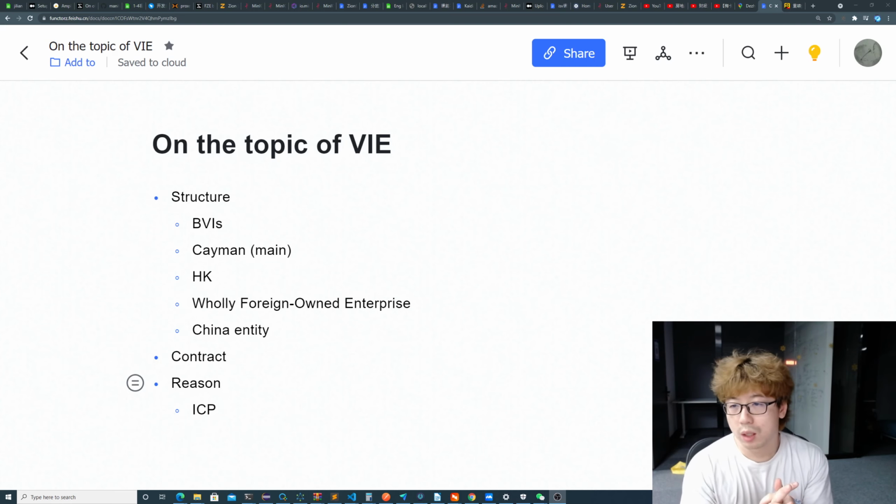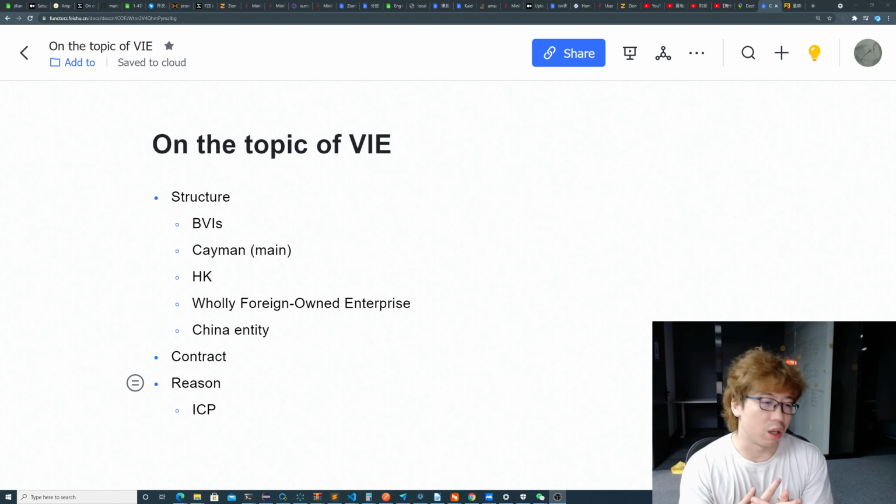Today we'll discuss VIEs. Recently there have been issues regarding Didi and Alibaba, and it looks like the Chinese government is cracking down on these internet giants. Reasons include something like information security and antitrust. That is a different topic, but all of them follow a structure known as VIE.